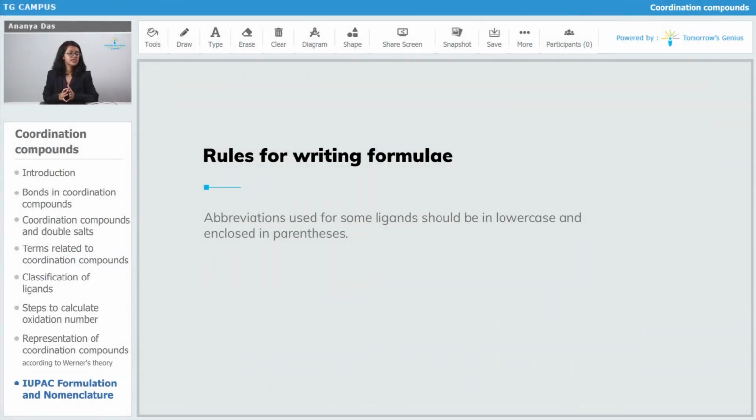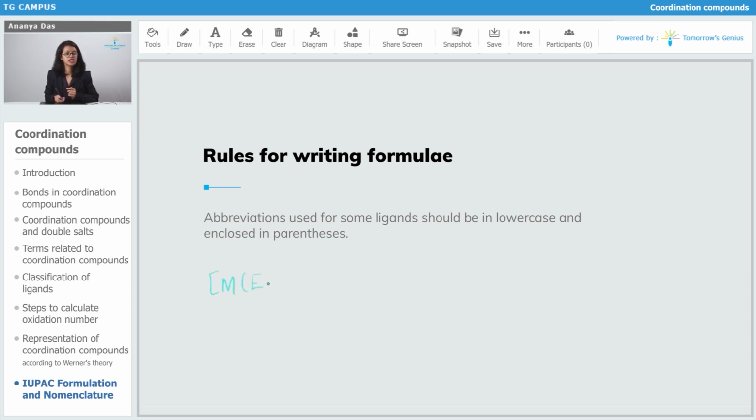The next rule states that the abbreviations which are used for some ligands should be in lowercase and enclosed in parentheses. Abbreviations are used for ligands like ethylenediamine, which is written as en. Acetylacetonato is written as acac. Bipyridine is written as bpy.